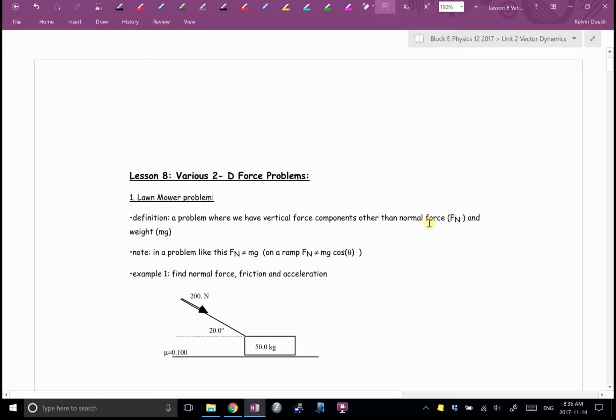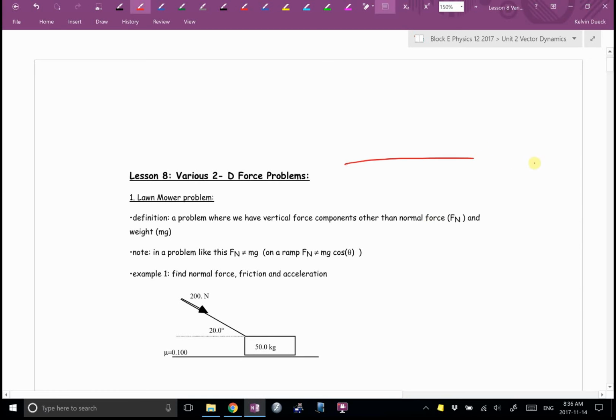So I called this various two-dimensional force problems. I'm going to cut corners a tiny bit here, and really I'm going to look at one main one, and this is going to be on your test a week from today. We call it the lawnmower problem. You can look at the picture in example one and see why we call it the lawnmower problem.